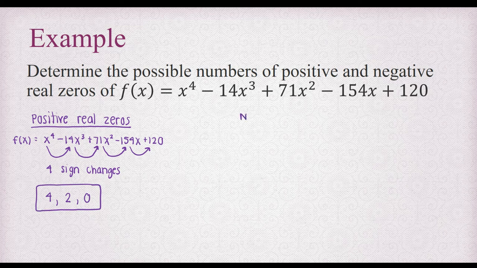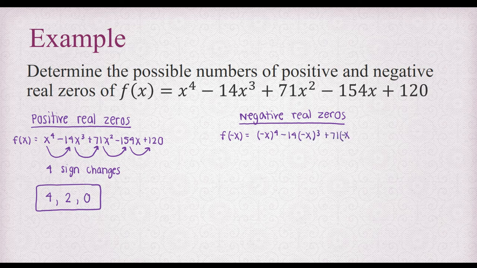Okay, now I want to look at negative real zeros. To look at the sign changes, we have to look at f of -x. So that means that I have to go into this original f of x function, and I have to substitute in -x for all of the x's to figure out then what my function is.